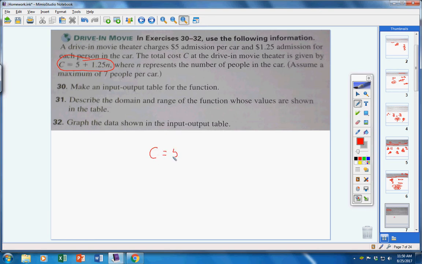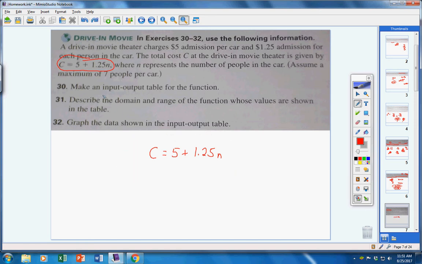C equals 5 plus 1.25n. So in other words, if I put a 1 in here for n, are you listening, guys? I'll get the cost of one person. If I put a 2 in here for n, I'll get the total cost for 2 people to go to the drive-in movie. If I put a 3 in for n, I'll get the total cost of 3 people going to the drive-in movie. So don't worry about where I got this. They gave it to us. We're just going to use it.